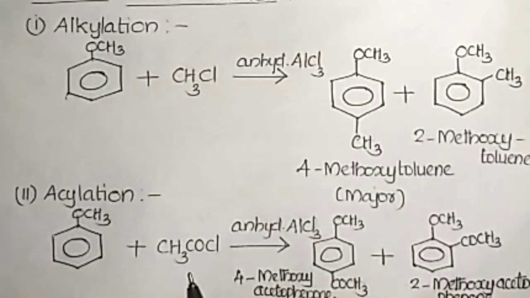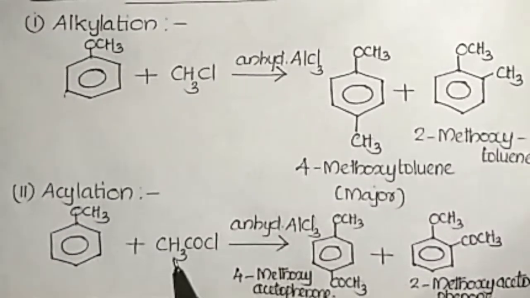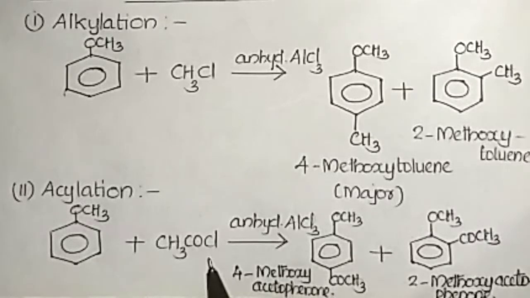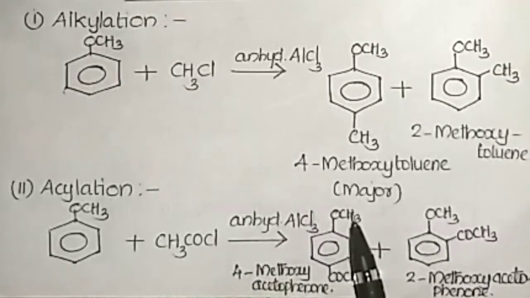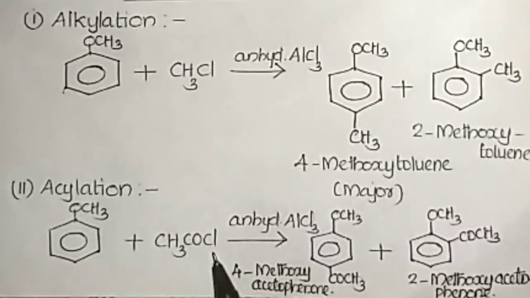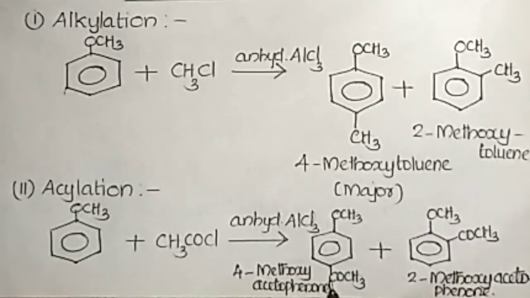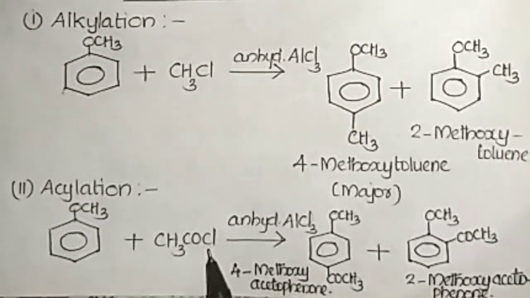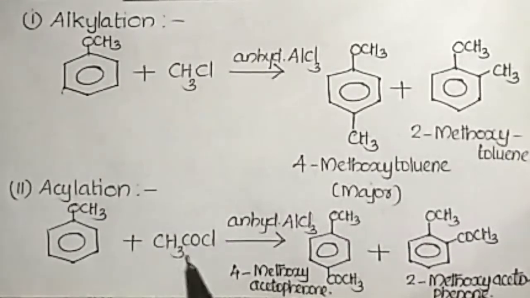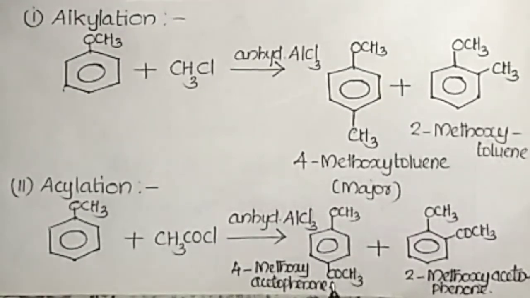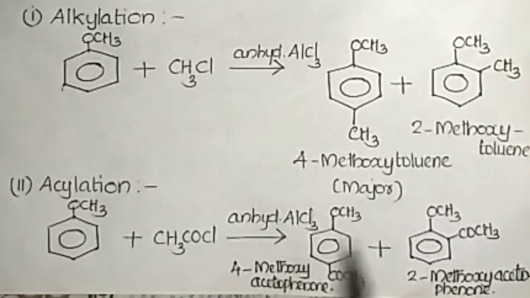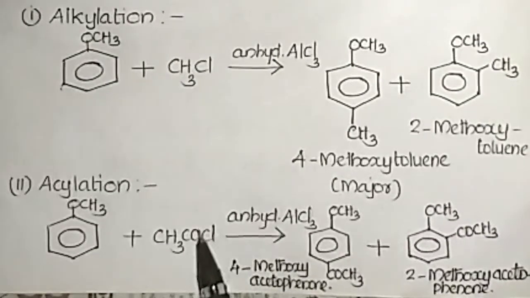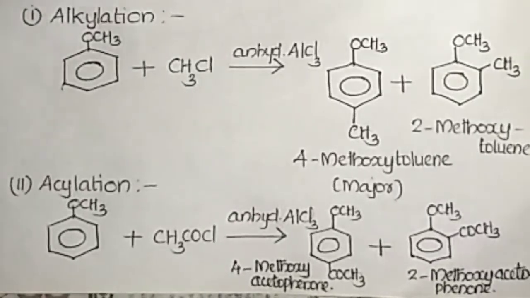The next one is acylation. Acylation means treating with acid chloride or acyl chloride, CH3COCl, with anhydrous AlCl3 as catalyst. With anisole, the CH3COCl comes to the para position. A hydrogen atom combines with the Cl to form HCl, which is eliminated, and the remaining COCH3 is attached at the para position. Similarly, CH3COCl goes to the ortho position also, HCl is eliminated, and the remaining COCH3 is attached at the ortho position.